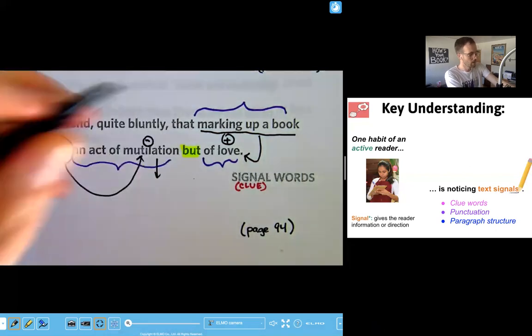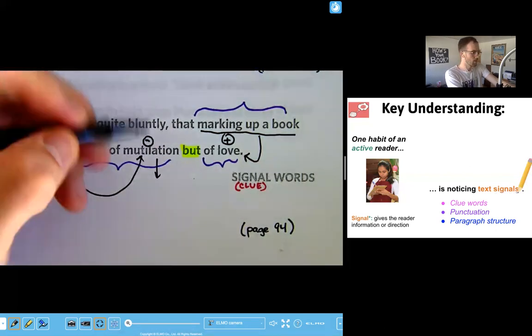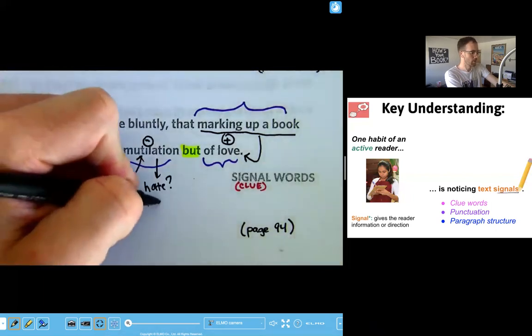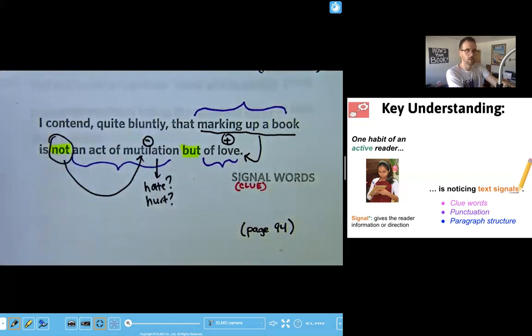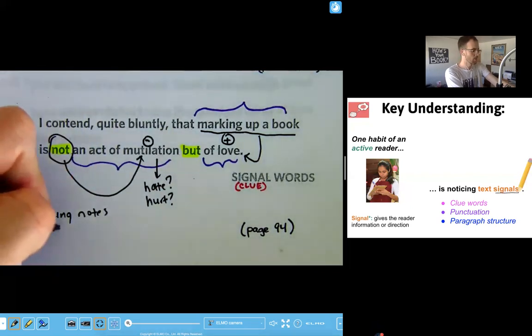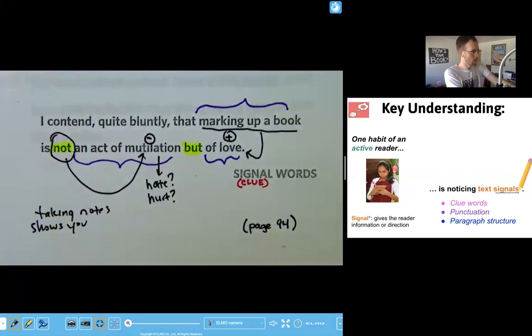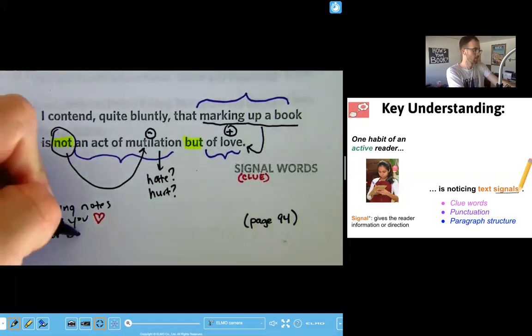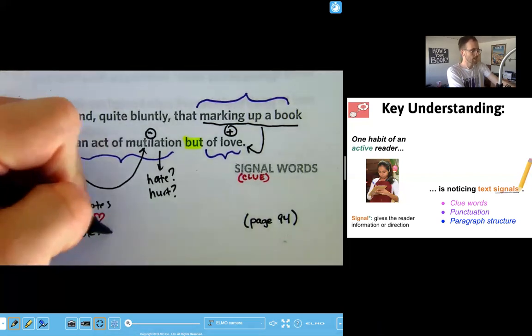Mutilation, for me, what's the opposite of love? How about hate or hurt? Overall, the gist of this sentence appears to be that taking notes shows you love. I'm going to make a prediction, maybe shows you love your book, not hate it.